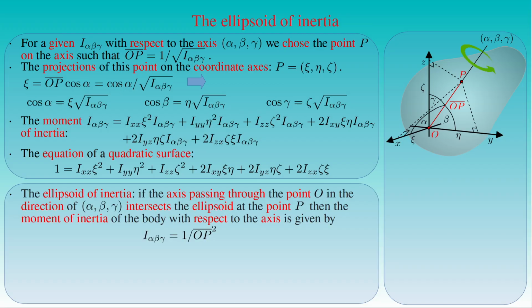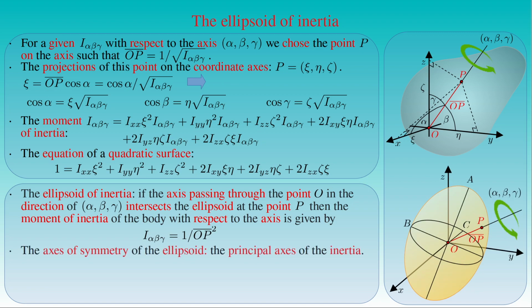Let us consider the axis passing through the point O in the direction given by the angles alpha, beta and gamma with respect to the coordinate axes with the origin O. If the point P is the point of intersection of this axis and the ellipsoid, then the moment of inertia of the body with respect to the axis is given by 1 over the square of the distance between the points O and P. The three mutually perpendicular axes of symmetry of the ellipsoid of inertia that intersect at its center are called the principal axes of inertia.